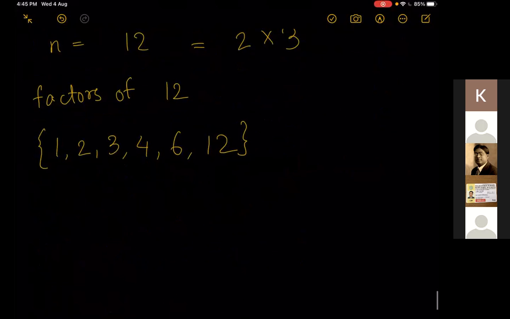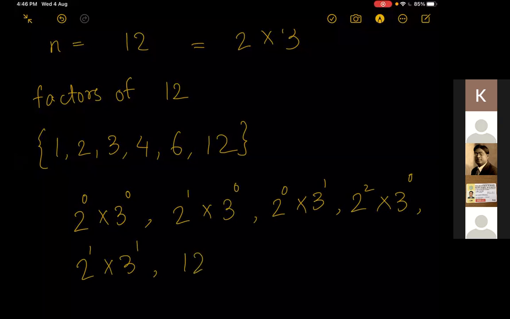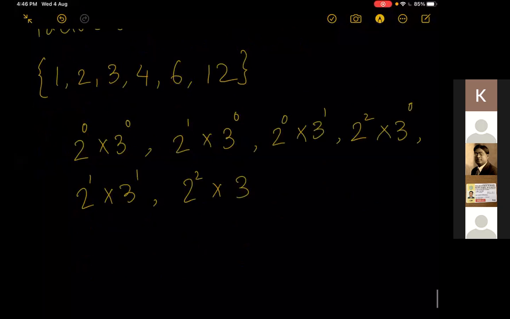Okay, so factors of 12. Now let us write this in a good way. 1 is 2 to the power 0 into 3 to the power 0. The second one is 2 to the power 1 into 3 to the power 0. The third is 2 to the power 0 into 3 to the power 1. The fourth is 2 square into 3 to the power 0. The fifth is 2 to the power 1 into 3 to the power 1. And the final one is 2 square into 3.